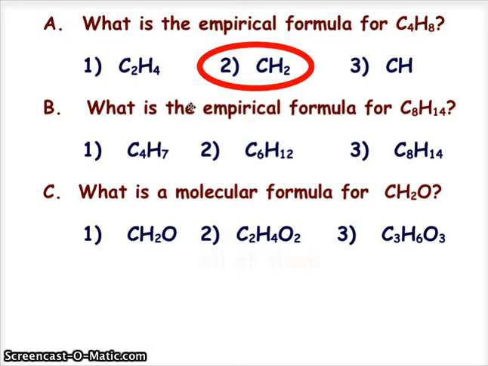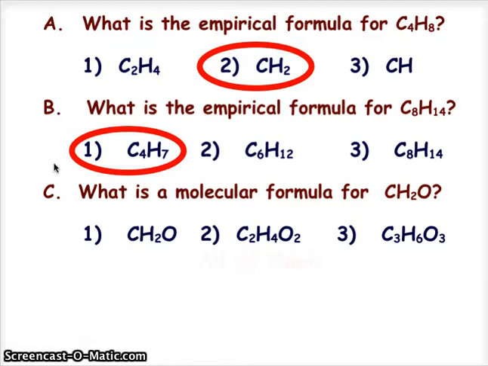So for question B, what is the empirical formula for C8H14? So is it C4H7, C6H12, or C8H14? We are going to choose C4H7 because we're going to again reduce the 8 and the 14 by dividing by 2, giving us a ratio of 4 to 7.